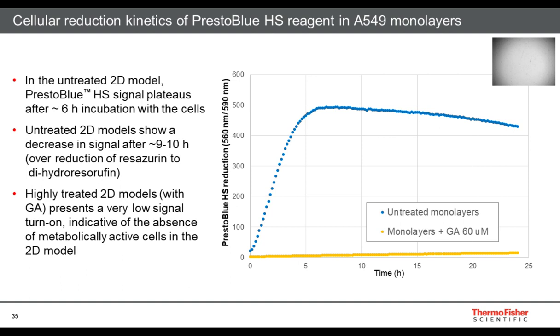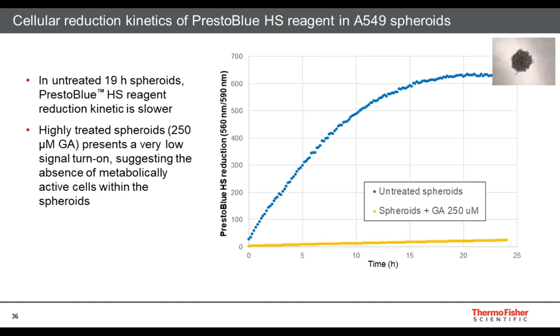We can also look at PrestoBlue HS in kinetic mode. We can monitor the reduction rate of the cells with PrestoBlue HS over time, which is shown in this graph on this slide. There is only one thing to remember when using PrestoBlue HS in kinetic mode. Resorufin can always over-reduce to non-fluorescent dihydroresorufin, which is why at about hour 9 or 10 with these untreated monolayers of cells, the blue line in this graph, the fluorescent signal starts to decrease. If you incubate with PrestoBlue HS too long, the dihydroresorufin will be produced, and you can obtain a false negative. The yellow line is indicative of the absence of metabolically active cells for drug-treated monolayer cells.